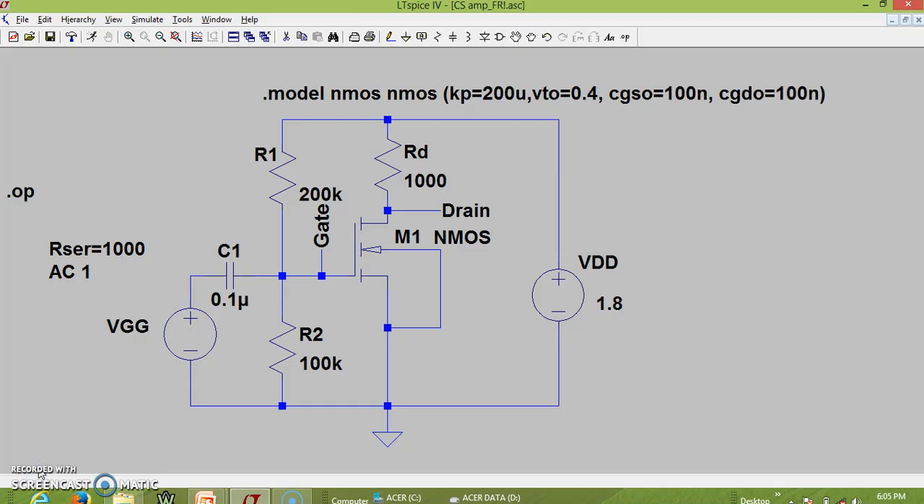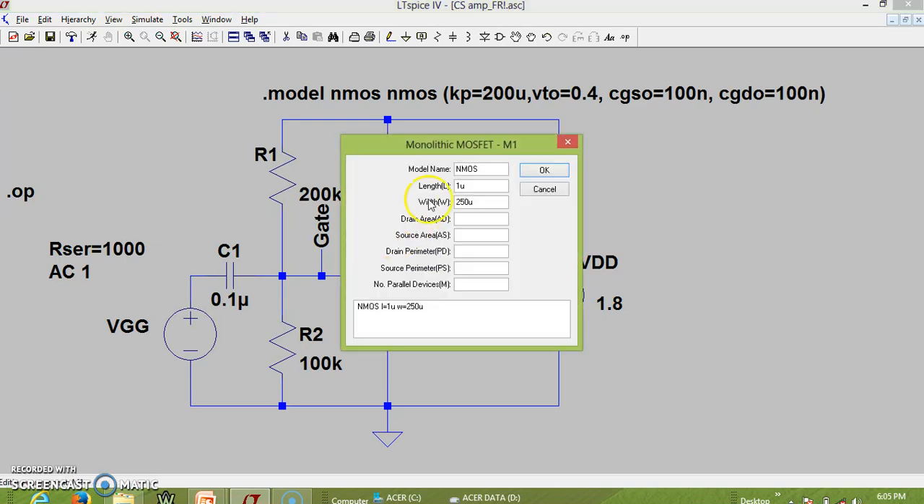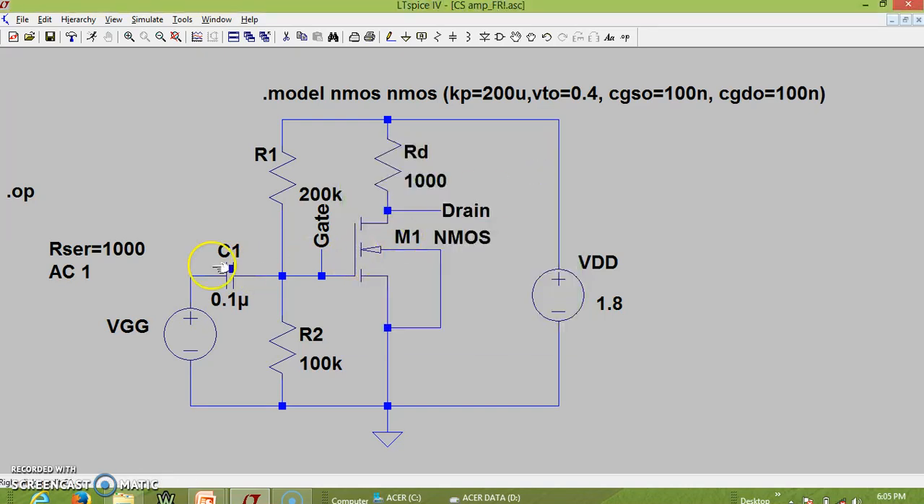We shall do the CS amplifier frequency response using LTspice. I can see we have rigged up the same circuit that was shown in the previous slide. You can see R1 is 200k and R2 is 100k, which is providing 0.6 volt at the gate, and this is RD, which is necessary to get a gain of 10. The W/L is modified so that W is 250 micrometer and the length is 1 micrometer, which gives a W/L of 250.